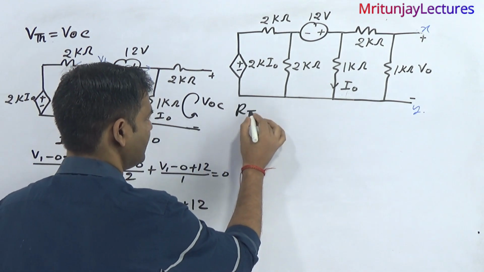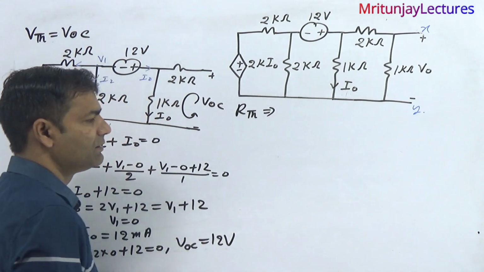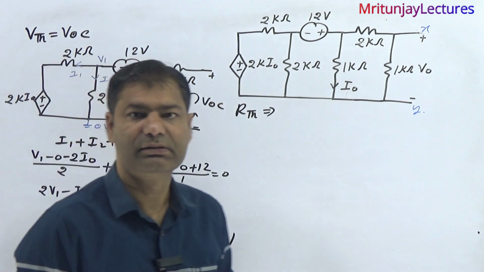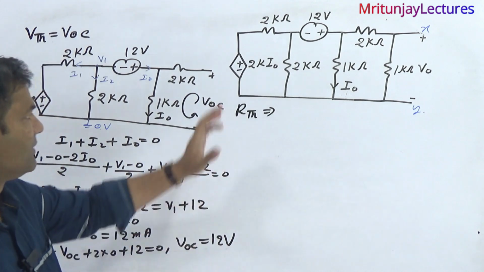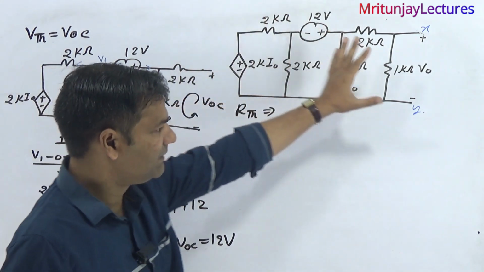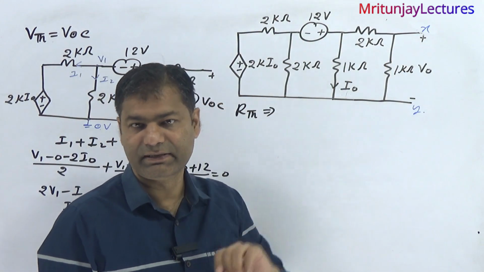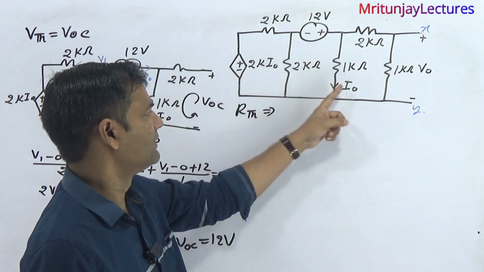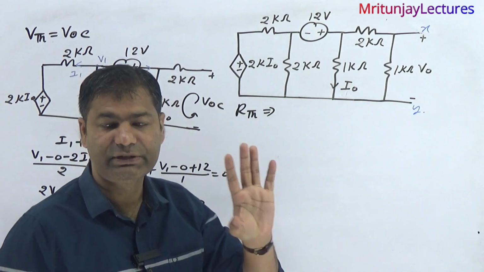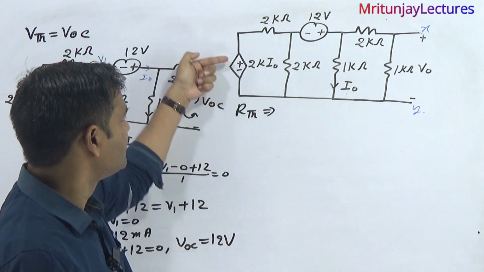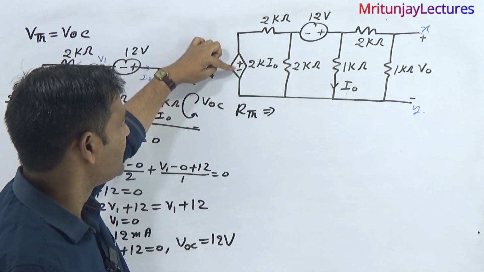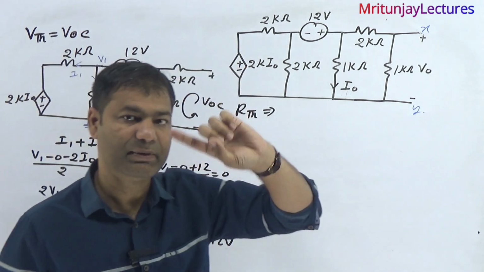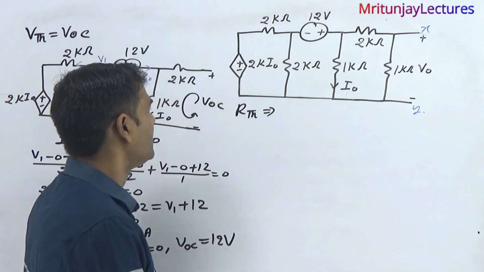How can we determine RTH? Basically this is the main target. First of all, this one is a dependent source circuit. Why? There is 2 I naught, here I naught, here 2 I naught. So it is dependent. This one is a current dependent voltage source, since plus minus is given. So how can we do it?